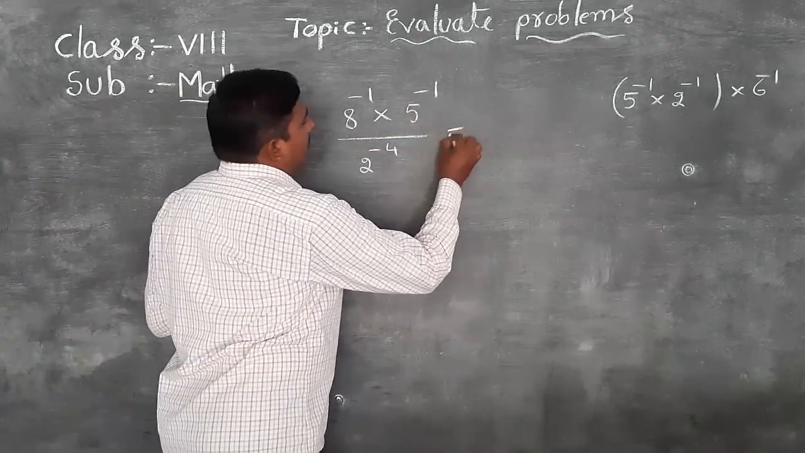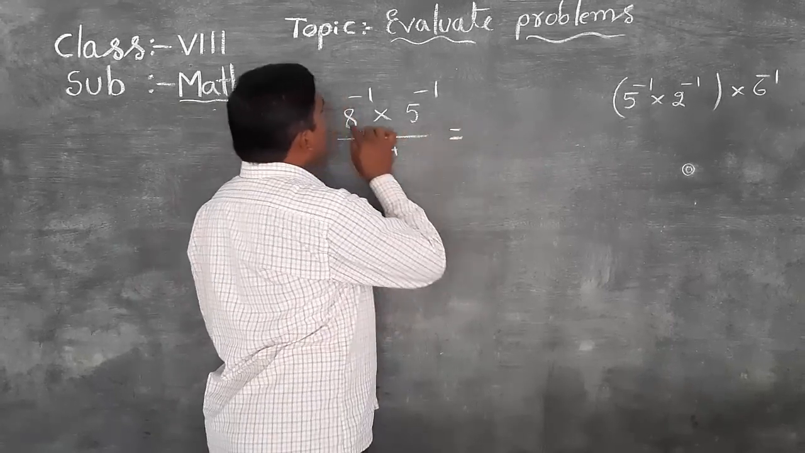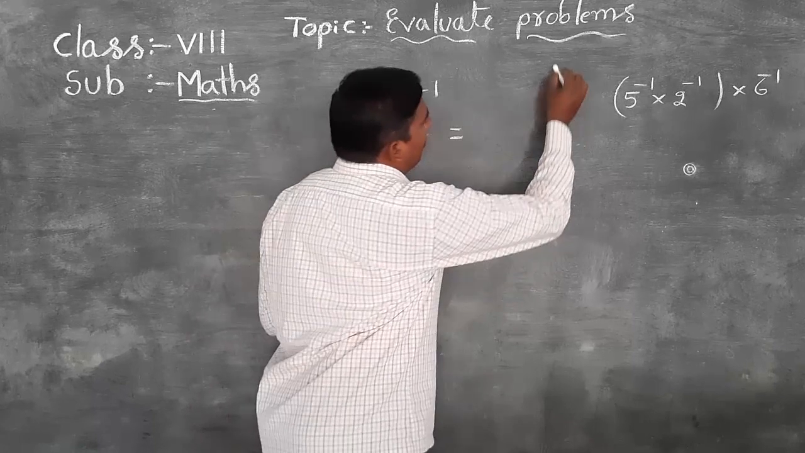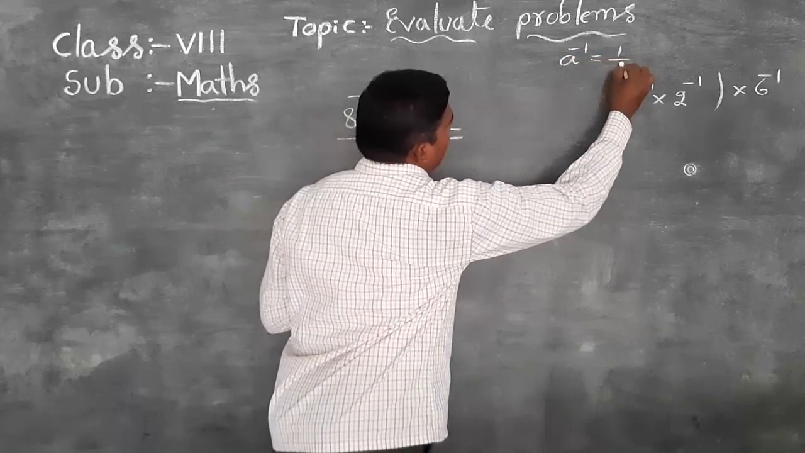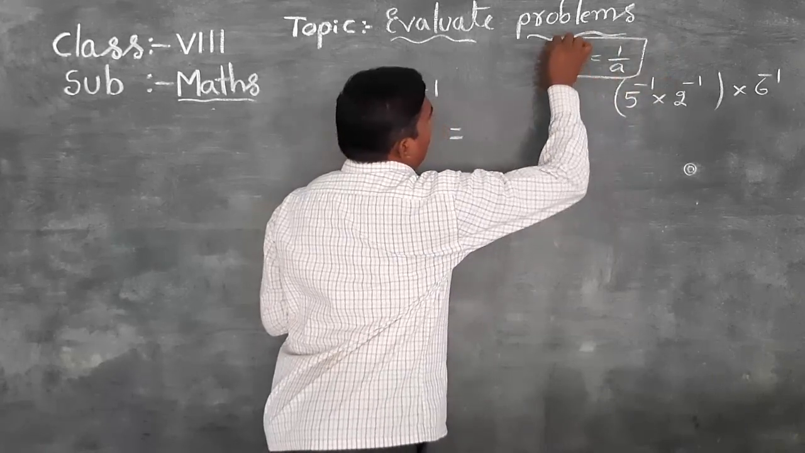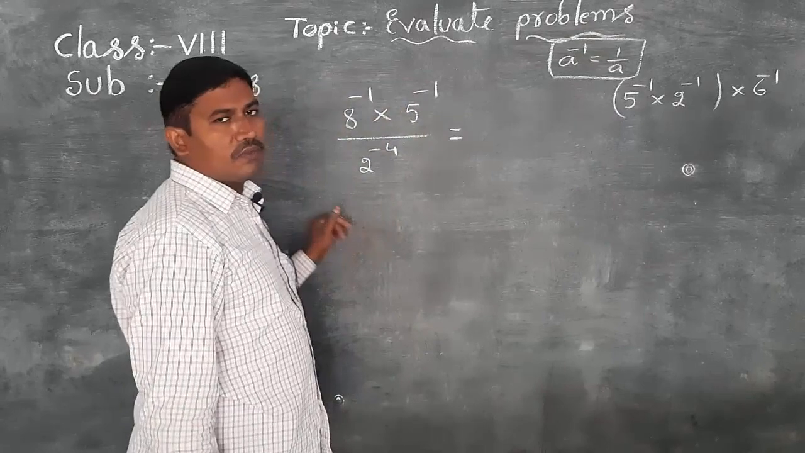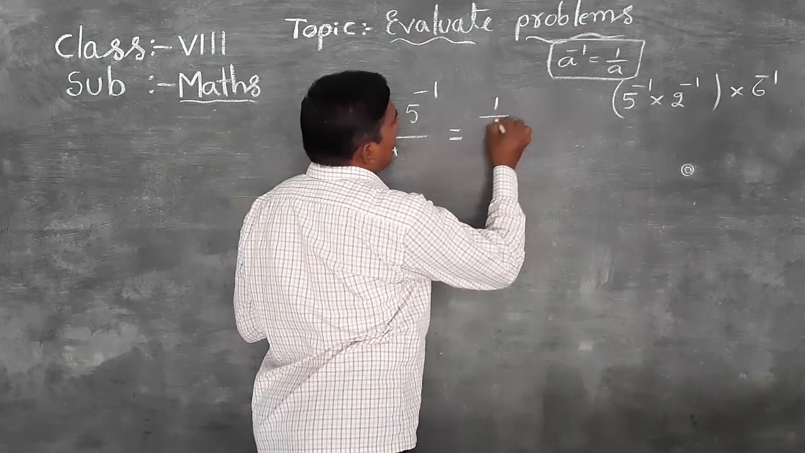Is equal to... 8 inverse means we are using this formula: A inverse is equal to 1 by A. We are using that formula. So 8 inverse means 1 by 8.